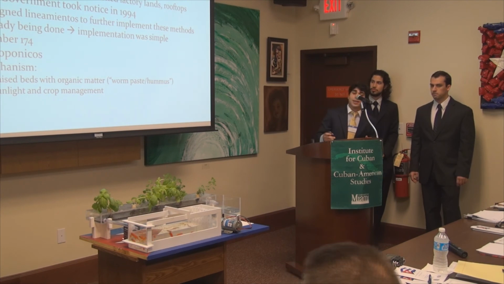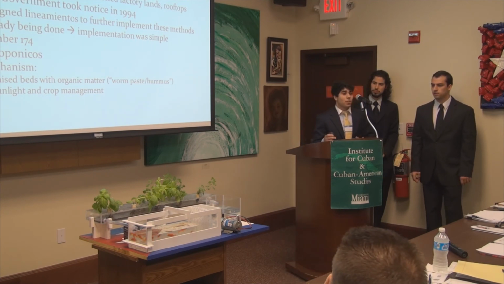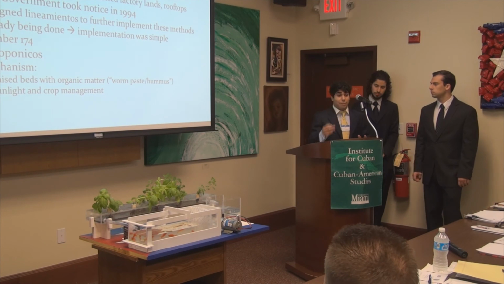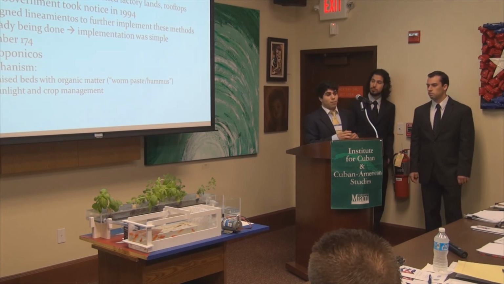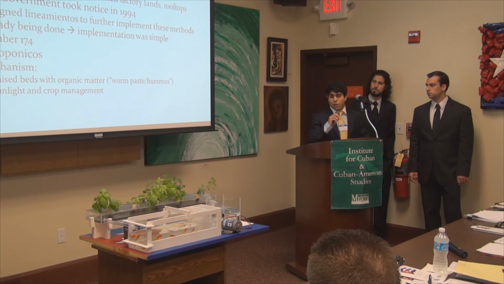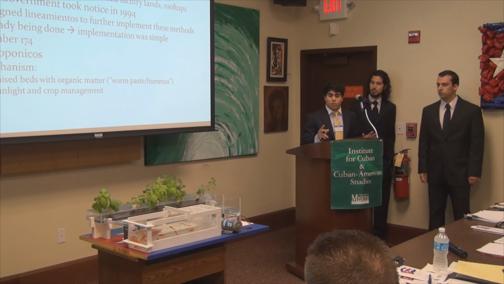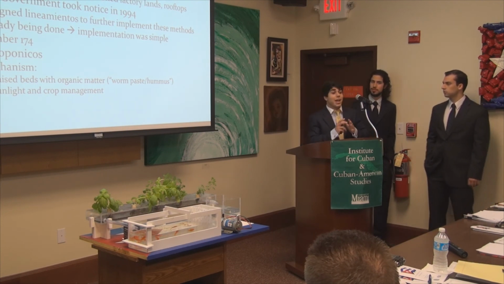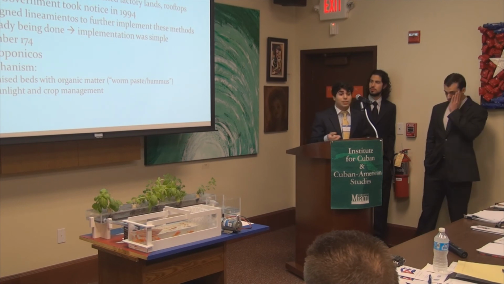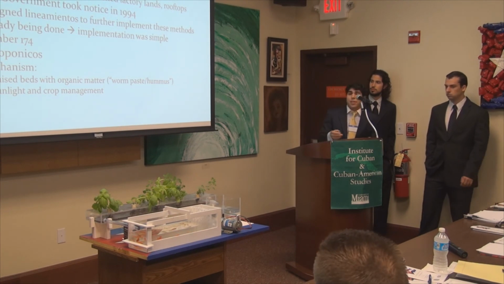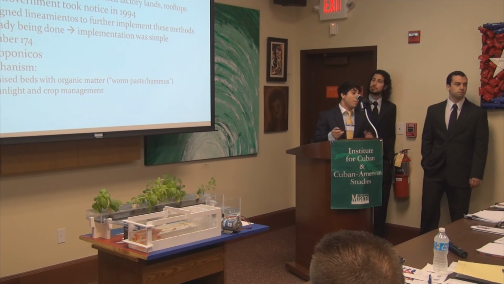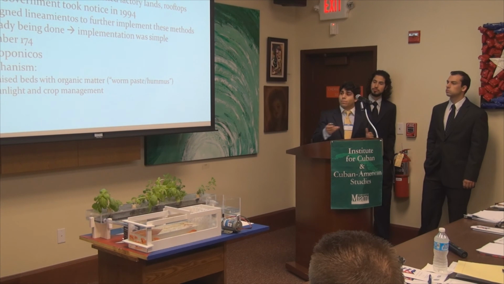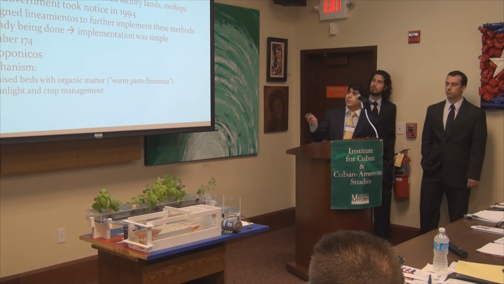The Organoponico has raised beds with ample amount of organic matter that is constructed from some soil disposal and other organic matter that was called worm humus or worm paste. It sounds fairly gross, but it really is just the mashing of nutrients, and it creates this sort of organic fertilizer. And then you also need ample sunlight and crop management in order for photosynthesis to occur, and obviously to regulate soil and organic matter deposits.